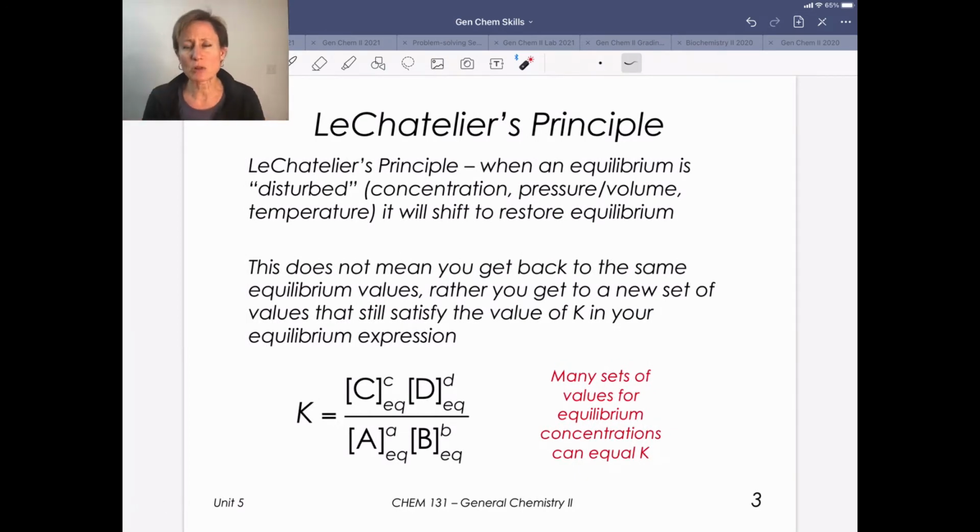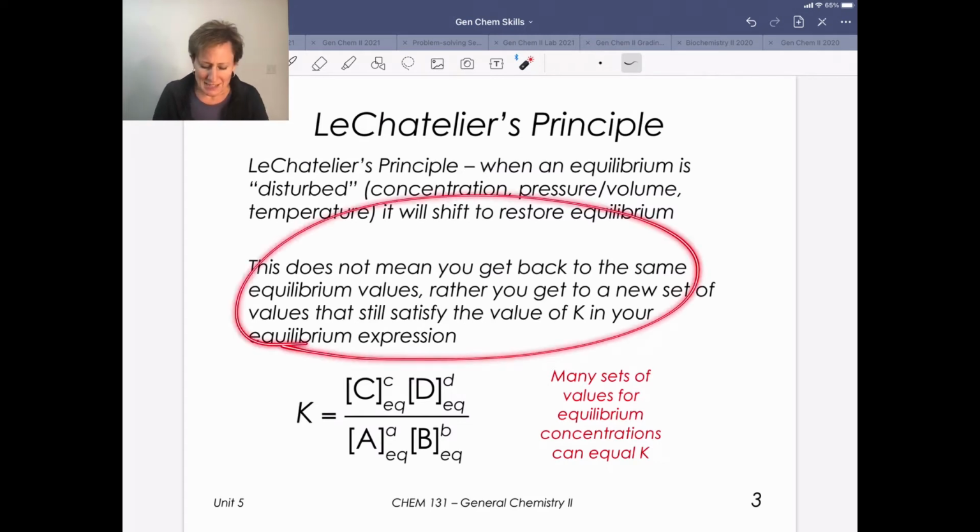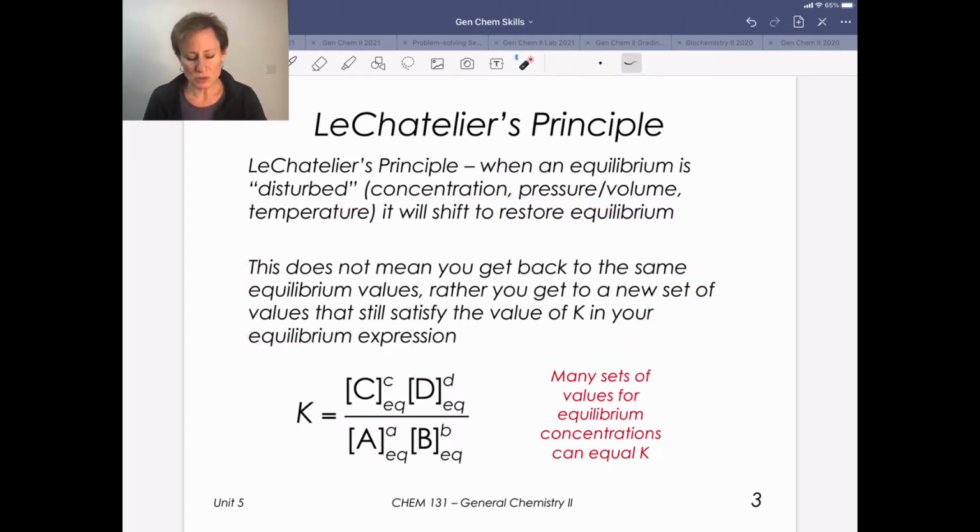This shifting of equilibria is called Le Chatelier's Principle. So that's how you say that name, Le Chatelier's Principle. It basically just says when an equilibrium is disturbed, when you change the concentration or the amounts of materials, when you change pressure or volume or temperature, it's going to shift to try to restore equilibrium. And this is a really important concept. It doesn't mean you get back to the same equilibrium values. Rather, you get to a new set of values that still equal K.